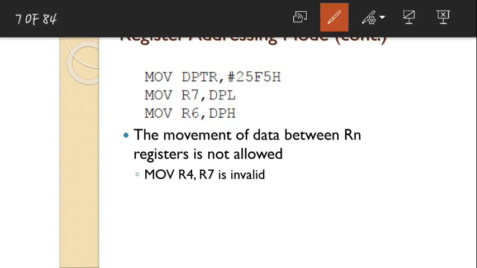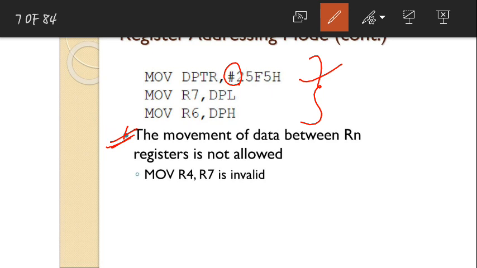See here in this, move DPTR comma, he has moved a 16-bit value, because this is immediate addressing mode. After moving, he has moved DPL to R7 and DPH to R6. So movement of data between Rn registers is not allowed; this point we will see later. First we will see what is happening in these three instructions.